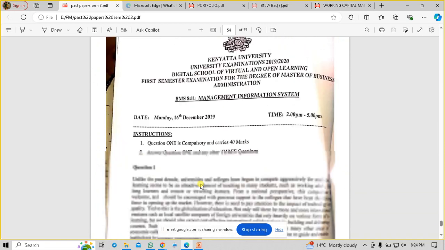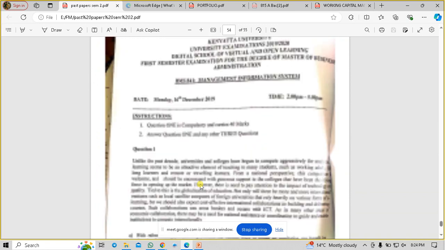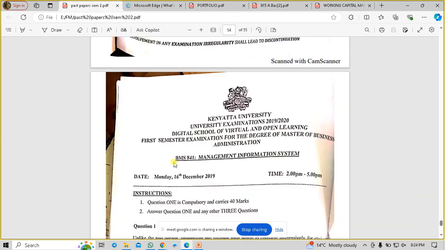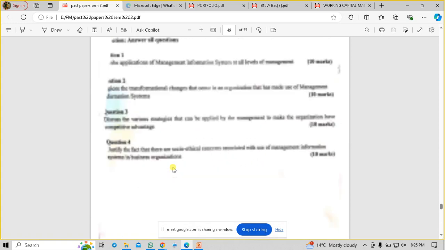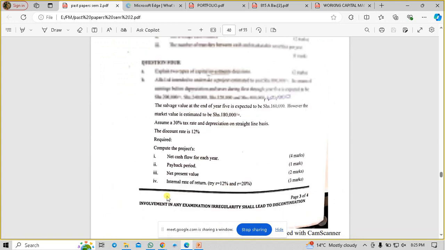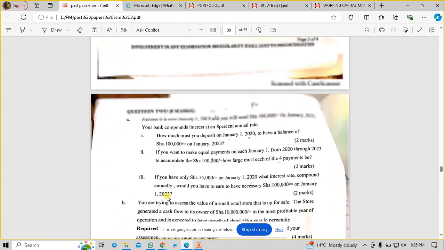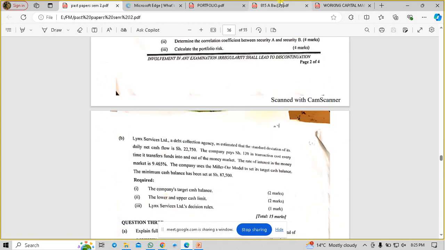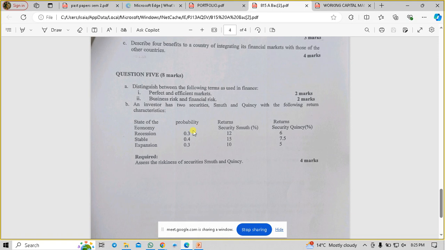So kindly right now just focus on, especially for the theory, past papers will really help. I think if you do that, and if you also do the last slide, you and portfolio will be on the same page. So maybe you can start with this question. And it's also good that you do this question. This one. Question 5. Assess the riskiness.